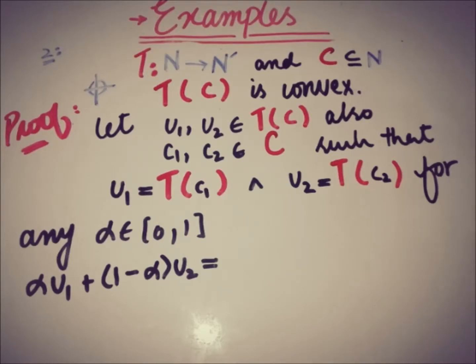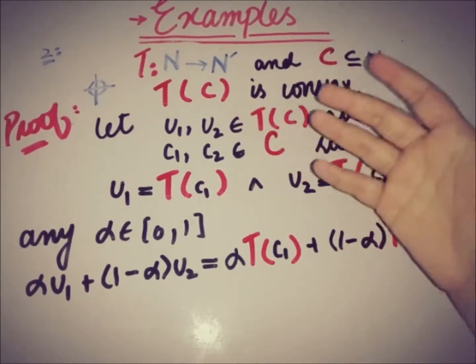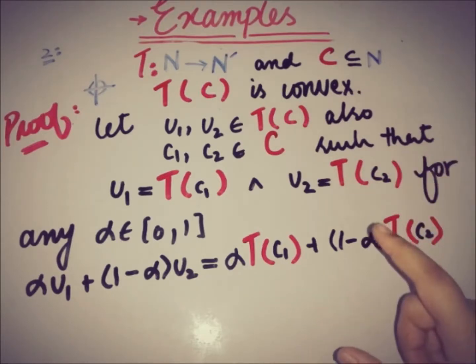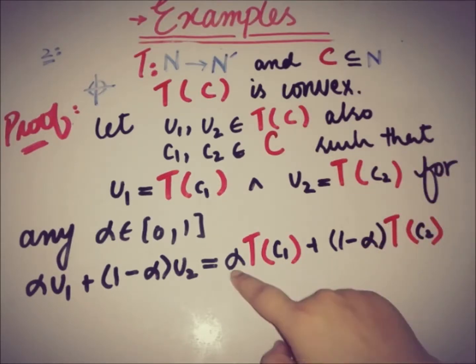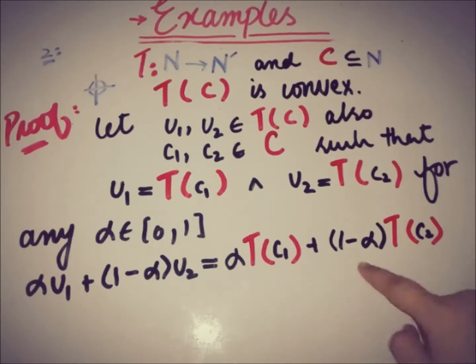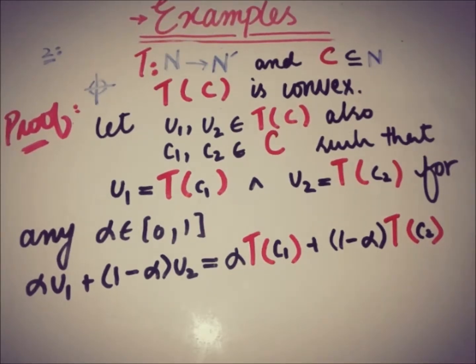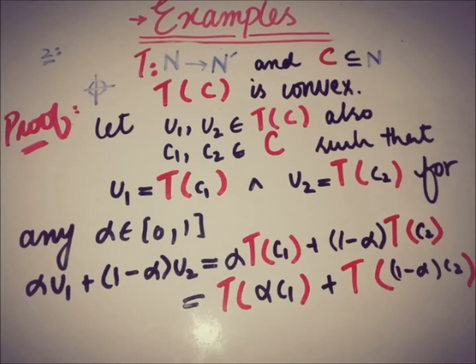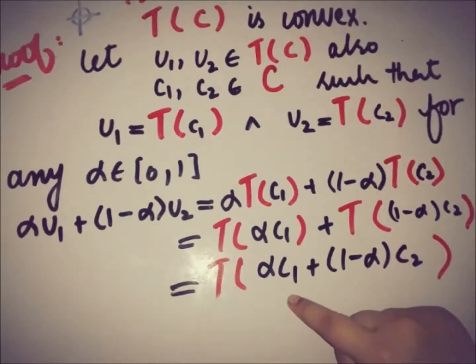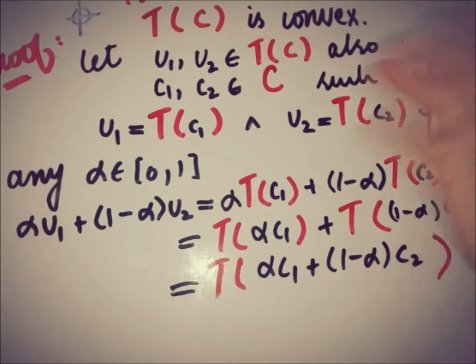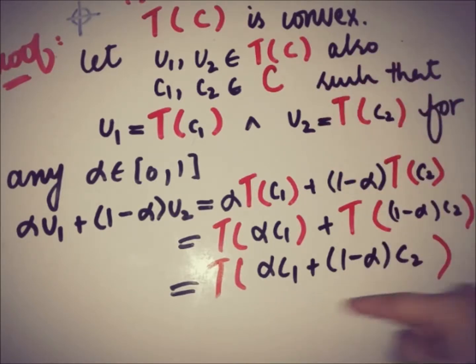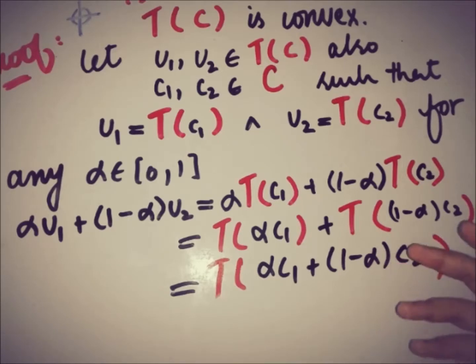Now substitute the values of U1 and U2 here. As T is a transformation from one linear space to another, T is a linear transformation, so we can move alpha inside, and again we use the linearity of T. As C1 and C2 were taken from the convex subset C, alpha C1 plus 1 minus alpha C2 is also an element of C, and we can just write an element of C here instead of all of these things.